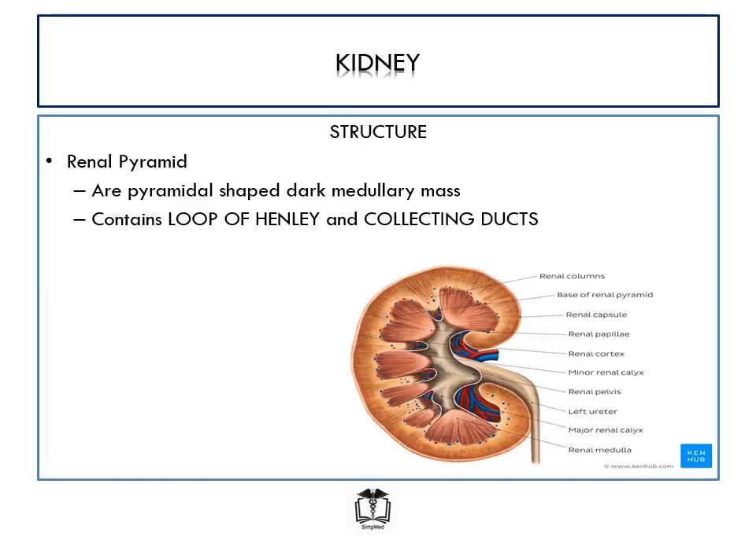So the renal pyramids, which are part of the renal medulla, are pyramidal shaped dark medullary masses or structures. This contains a combination of tubular structures, particularly the loop of Henle and the collecting duct, which are found within the renal pyramids. We'll talk about each of these histological structures when we get to the aspect of histology in this model.